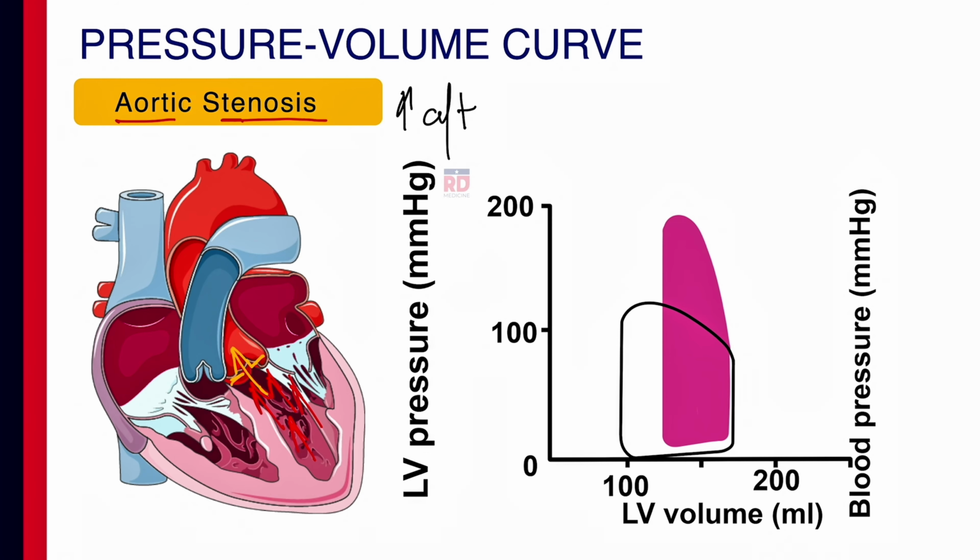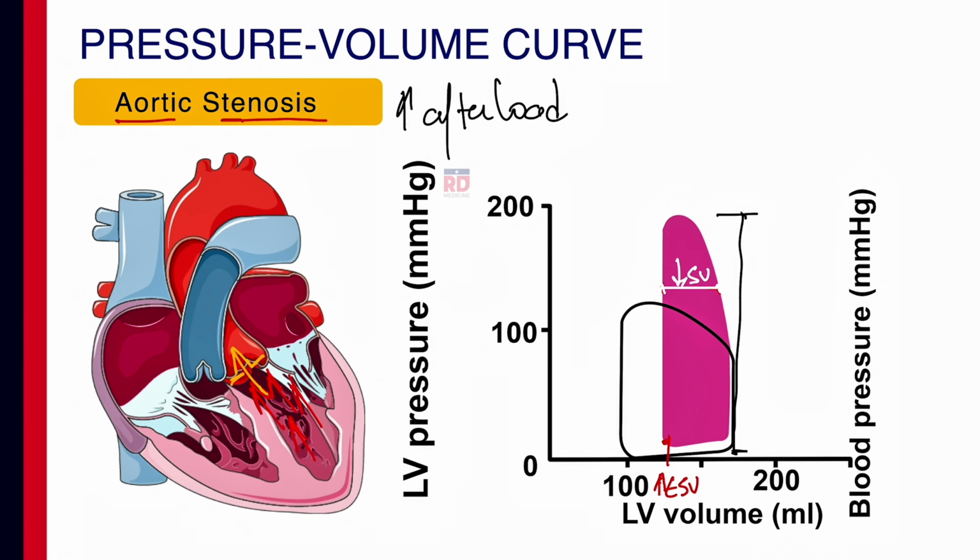So during systole, the ventricle needs to push pressure way up, and you can see that here, the loop becomes taller. But because of that obstruction, less blood is ejected. So the stroke volume decreases and the loop becomes narrower. Also notice the end systolic volume increases. Why? Because the heart is working harder, but it still can't eject as much blood, right? So more blood remains in the ventricle after systole.